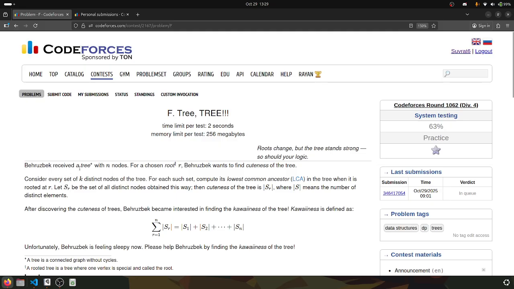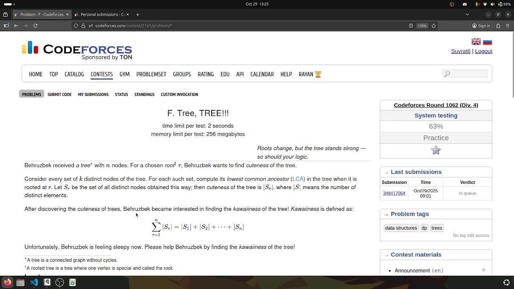So Behrusbek received a tree with n nodes. For a chosen root R, Behrusbek wants to find cuteness of the tree. Consider every set of k distinct nodes of the tree. For each set, compute its lowest common ancestor LCA in the tree when it is rooted at R. Let SR be the set of all distinct nodes obtained this way. Then cuteness of the tree is size of SR, where this means the number of distinct elements.